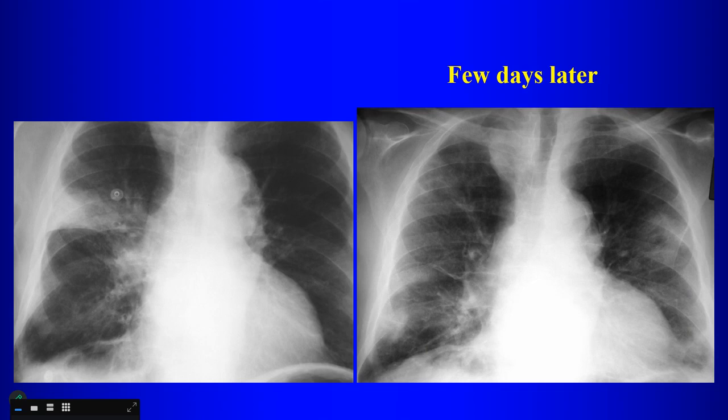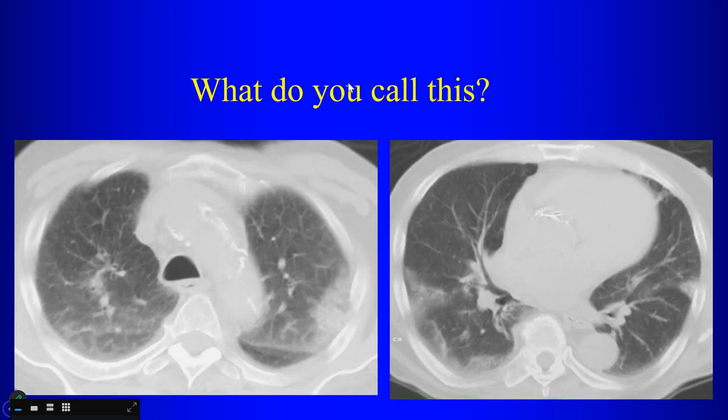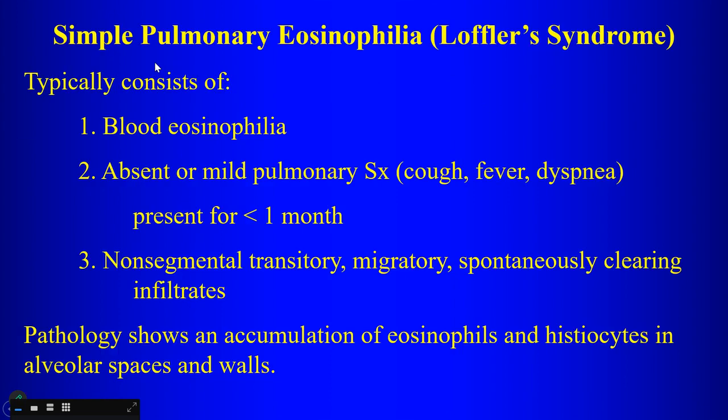Given the history that I've given you, this is the classic appearance for what? Loeffler syndrome. Yeah, so Loeffler syndrome, also called simple pulmonary eosinophilia, right. And on CT, you may see that the consolidations are distributed peripherally. So this is simple pulmonary eosinophilia, also called Loeffler syndrome.